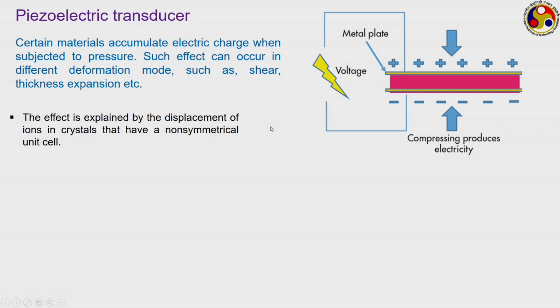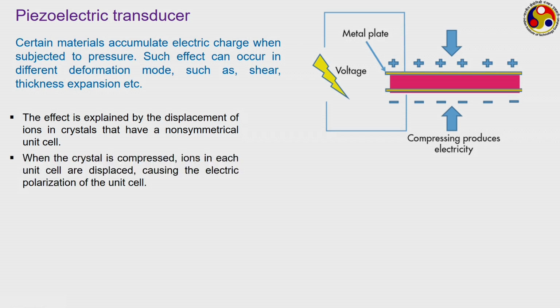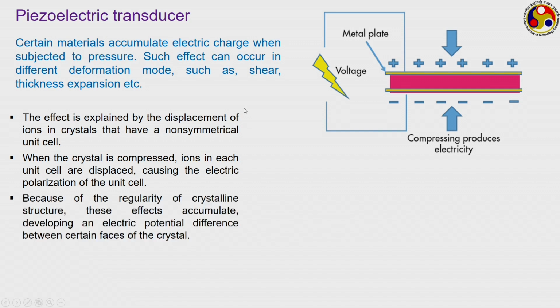The effect can be explained by the displacement of the ions in the crystal that have a non-symmetrical unit cell. It does not happen with a symmetrical configuration; only if it is a non-symmetrical configuration will the ions get displaced inside the crystal. Now when the crystal is compressed, ions in every unit cell are displaced, causing an electric polarization that is positive on one side, more positive ions on one side, more negative ions on the other side, thereby creating a distinct polarization. And because of the regularity of the crystalline structure, these effects accumulate, developing an electrical potential between the two opposing faces of the crystal.